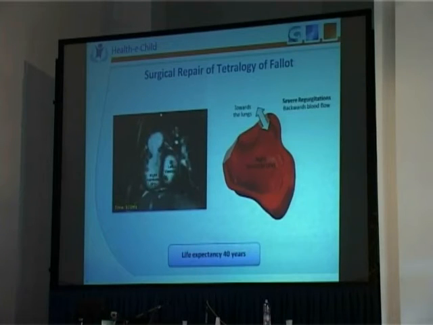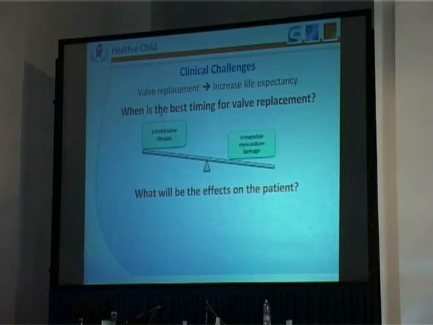If you do nothing, the patient may die after 40 years. This is the life expectancy of these patients. So one solution is that during teenage or early adulthood, we replace the valves to these patients in order to increase their life expectancy. And there is a question of when is the best timing for valve replacement. And you have to find a compromise, as I explained yesterday.